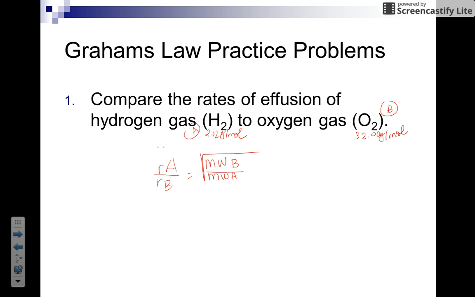And we're comparing the ratio. So we're going to solve for this ratio here. We don't really have anything to plug in here. This is what we're solving for. So I'm going to write this so it's more specific to this problem.